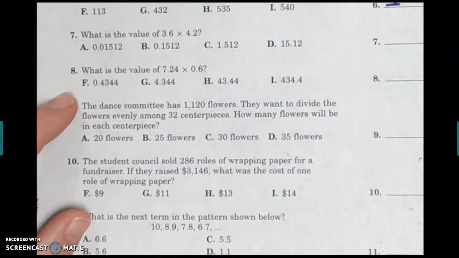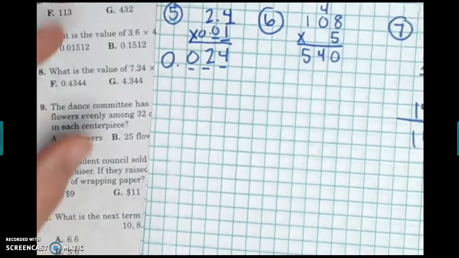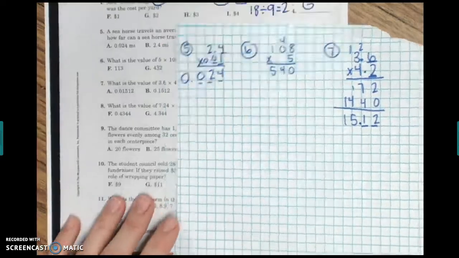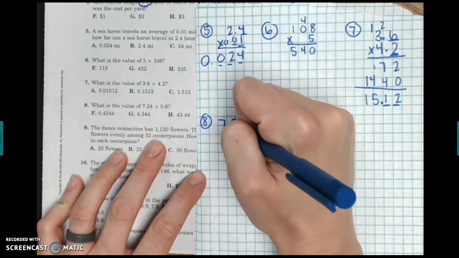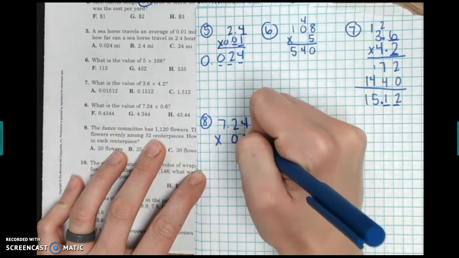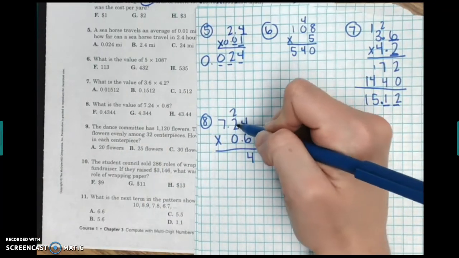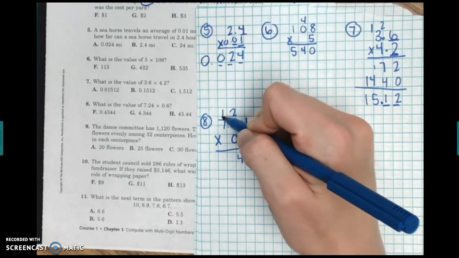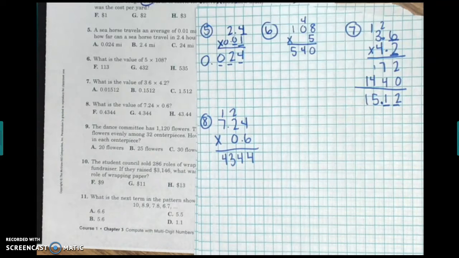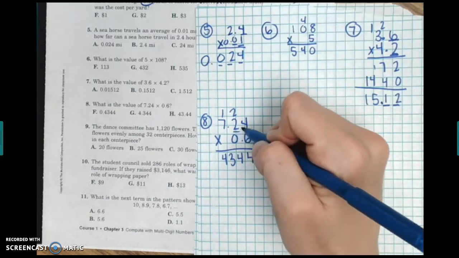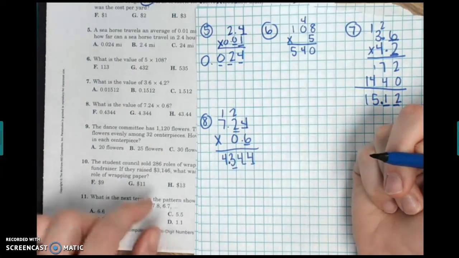Number 8 says, what is the value of 7.24 times 0.6? So I'm going to come over here to do that. Let me zoom out a little bit. So we have number 8, 7.24 times 0.6. So I was going to multiply. 4 times 6 is 24. 12, 13, 14. 42, 43. Where am I going to put my decimal? 3 places to the left. 1, 2, 3. 1, 2, 3. Good job. So your answer then is 1.3.